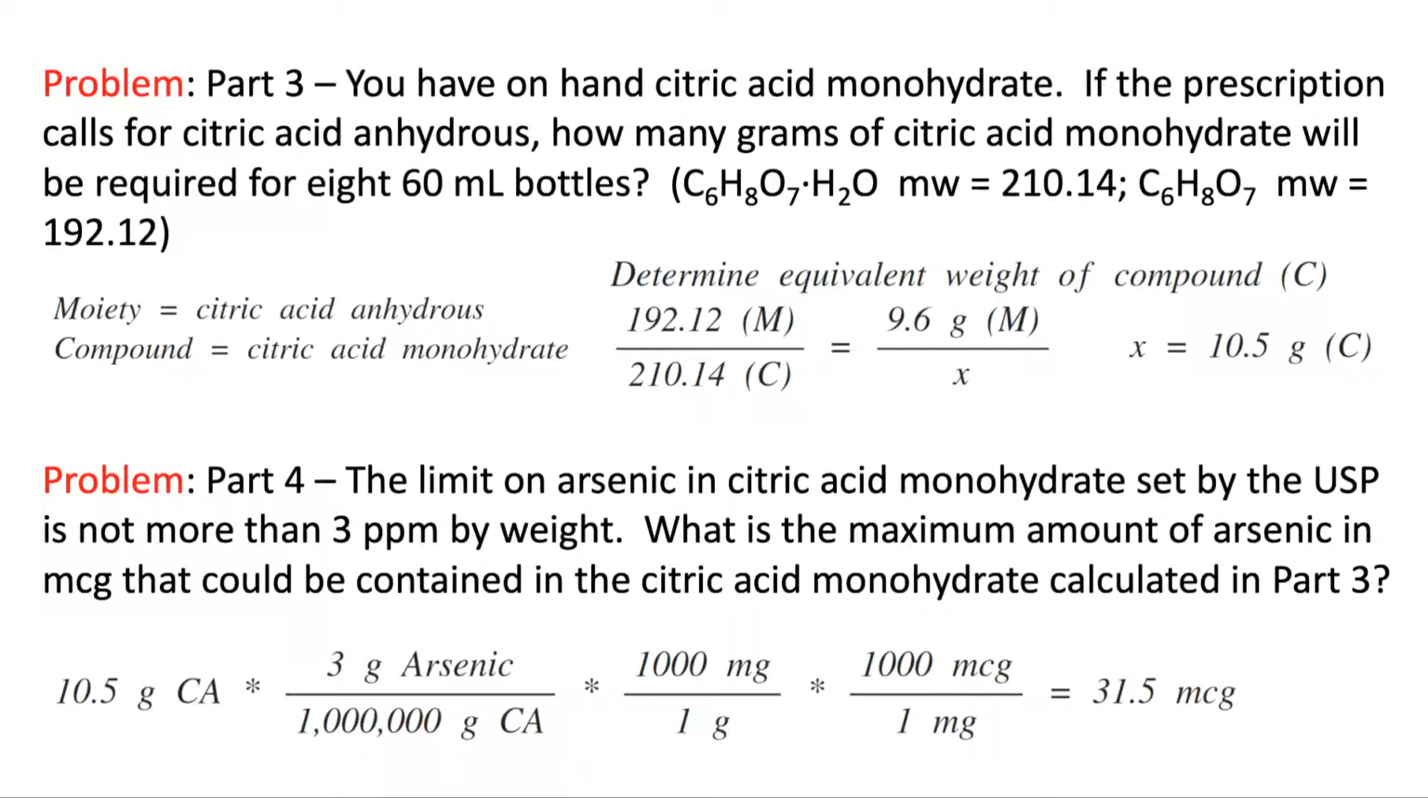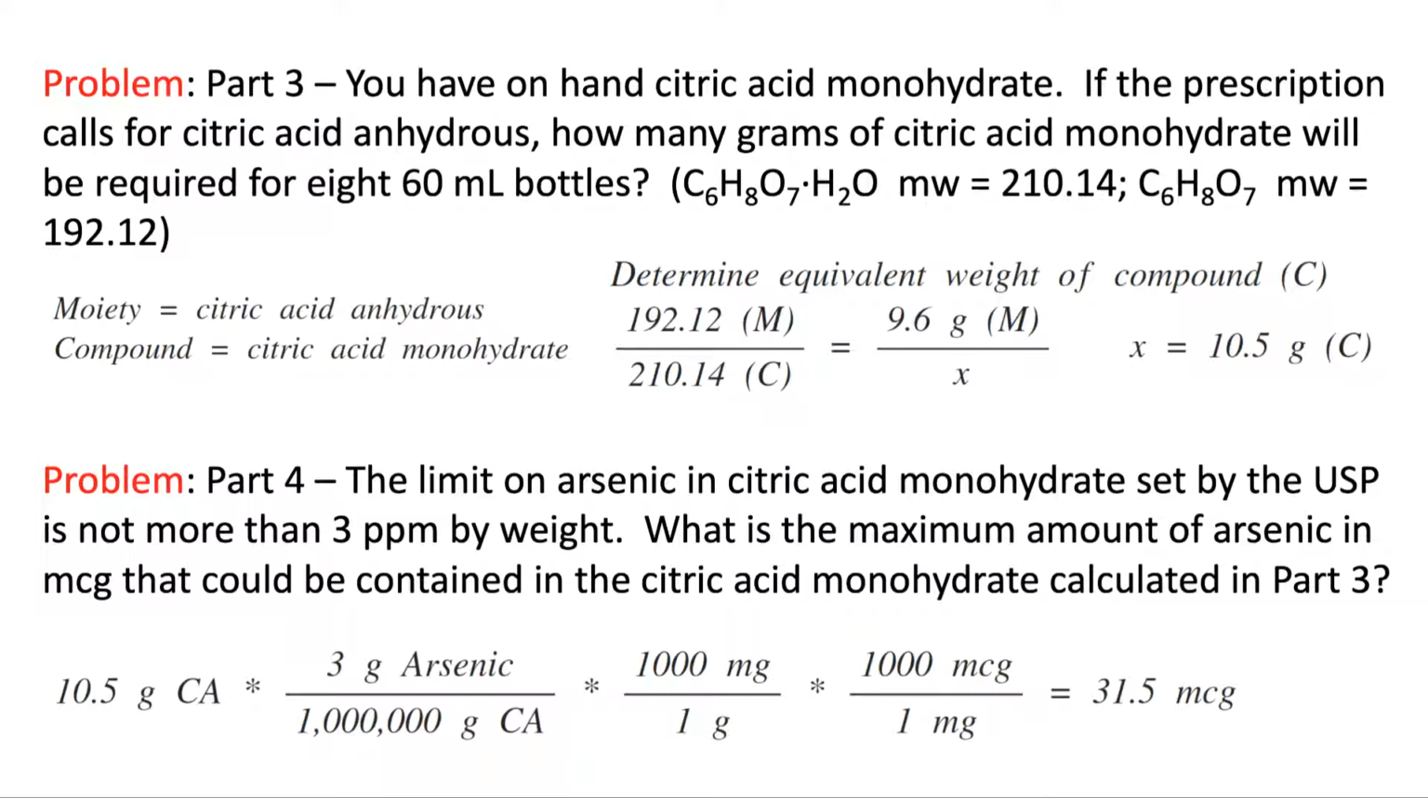So let's start with, and I'll abbreviate that as CA for citric acid monohydrate. So citric acid, 10.5 grams of that times, well, how much arsenic could we be getting? It said 3 ppm, which stands for parts per million. So we could change those units to 3 grams of arsenic per 1 million grams of citric acid. 3 parts per million, if we keep it in the units of grams, as a weight per weight, and it did say by weight, so that means 3 grams arsenic per 1 million grams of citric acid.